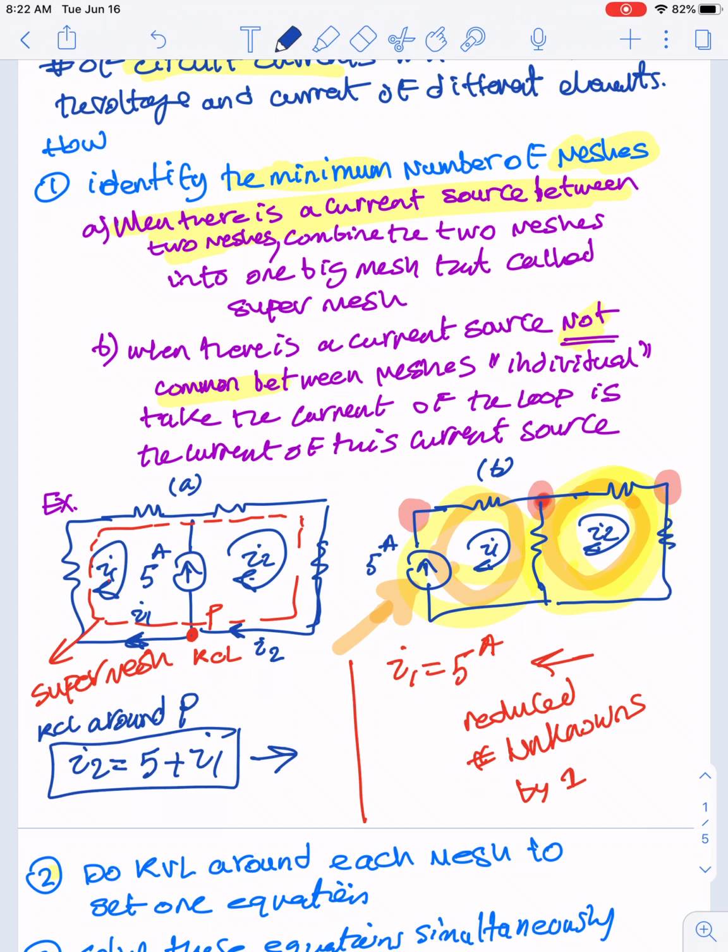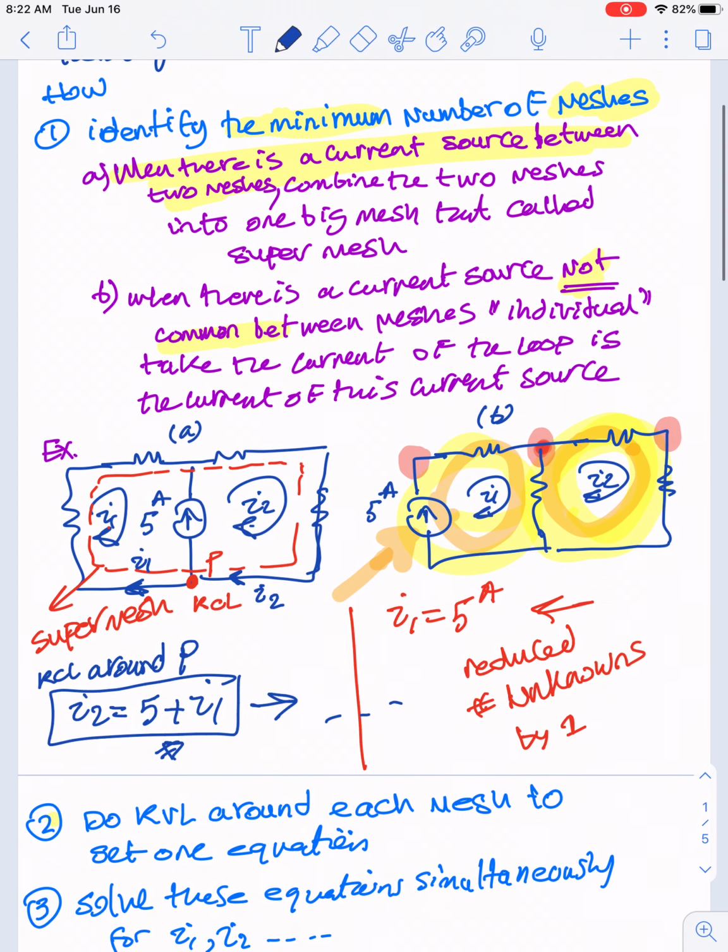Okay, so in these two cases, we reduce the number of unknowns by 1. Here, instead of having two meshes, we have only one mesh, and we have an extra equation given by this equation. Okay, so right now we are done with step 1. We have already identified the minimum number of meshes.